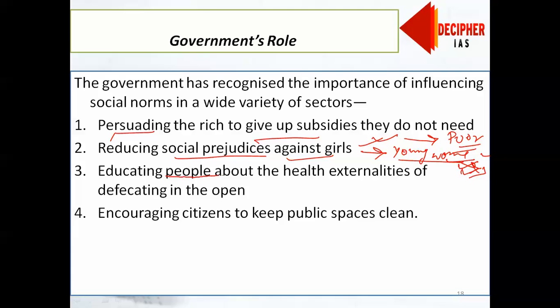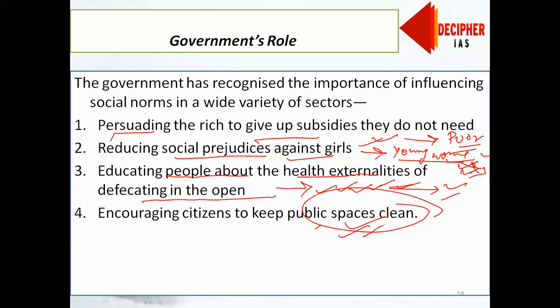Similarly, educating people about the health externalities of defecating in the open. So many programs have been followed, and many ad campaigns on DD News etc. have been run by the government to tell them about the disadvantages and problems faced due to open defecation. And citizens should be encouraged to keep the public places clean, obviously, for better health of the citizens. So government needs to focus on changing norms progressively, and also government has been doing great work in bringing behavioral change through various programs.